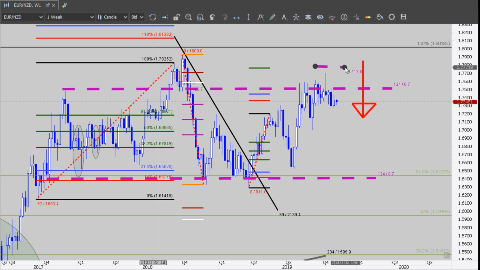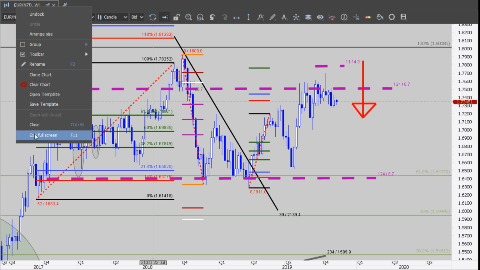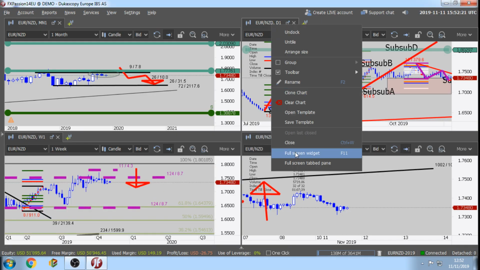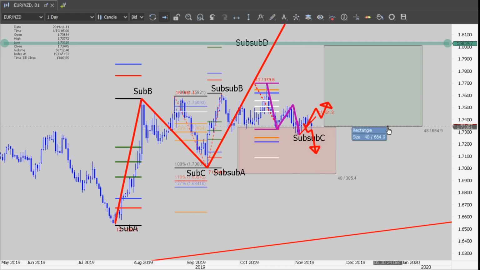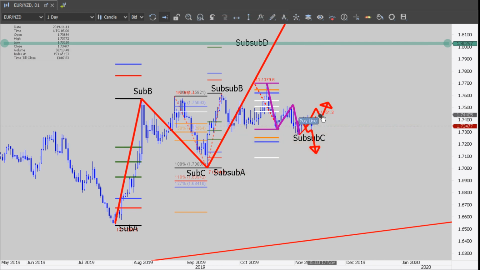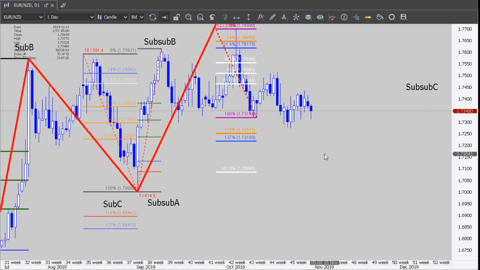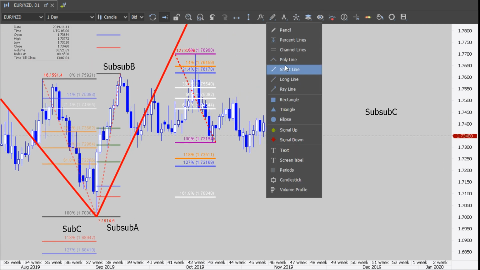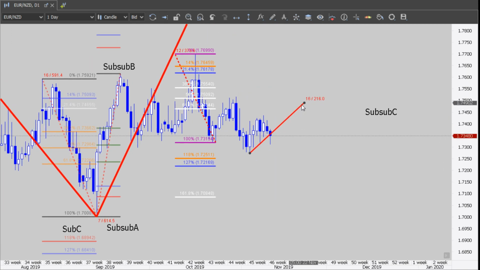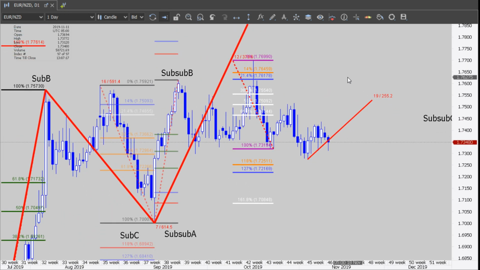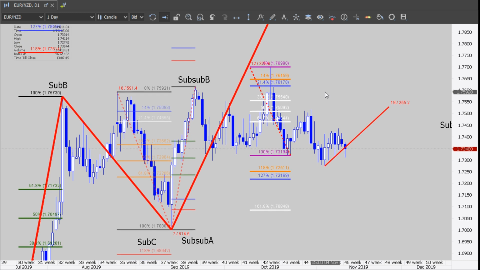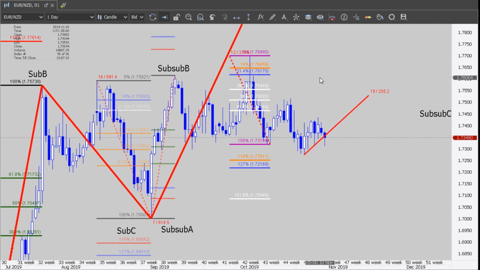This is the weekly chart. Let's go on the daily. Maybe we can enter right now. Daily chart, up and down, risk reward, sub A, sub B, sub C, sub, remove. Okay, there you go. So this is the plan. And remember, we are not trading the subs, we are going to trade the sideways channel.